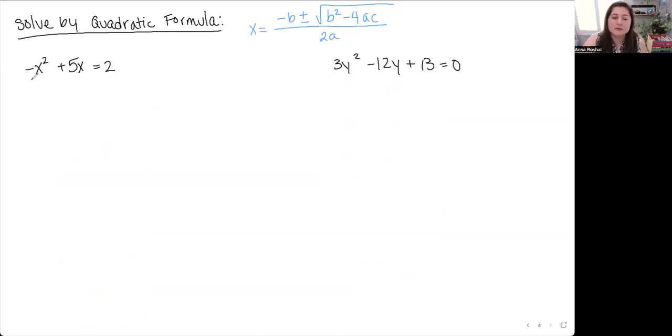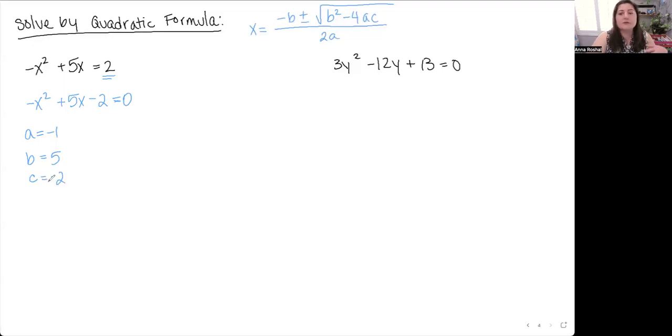One thing that I do see students do is they go in and say, oh, here are 3 numbers: A is -1, B is 5, and C is 2. No, you want to put it in standard form, so this 2 needs to go in this direction. So we're going to have -x squared plus 5x minus 2 equals 0. Remember, we can't factor anything until we have something equal 0. It's just not a thing, okay? So now I know that A is -1, B is 5, and C is -2.